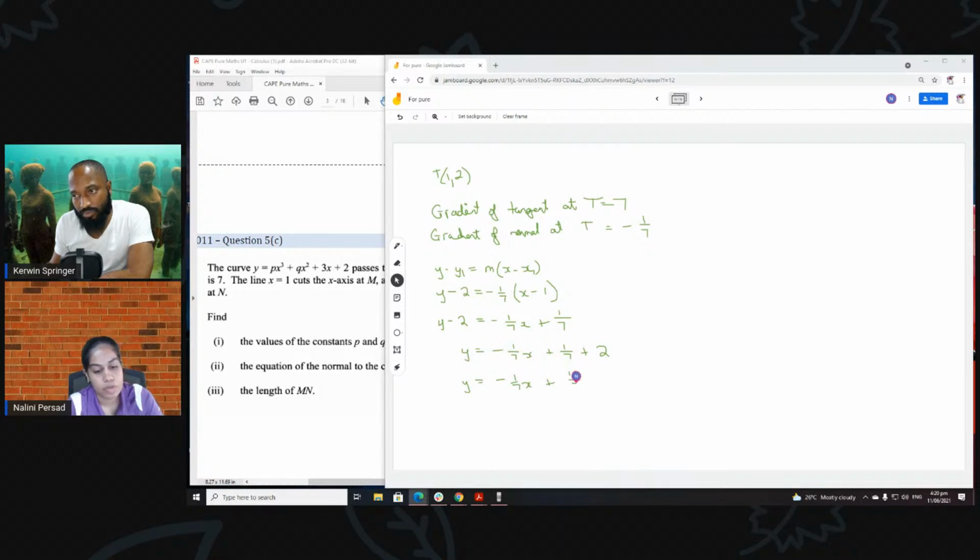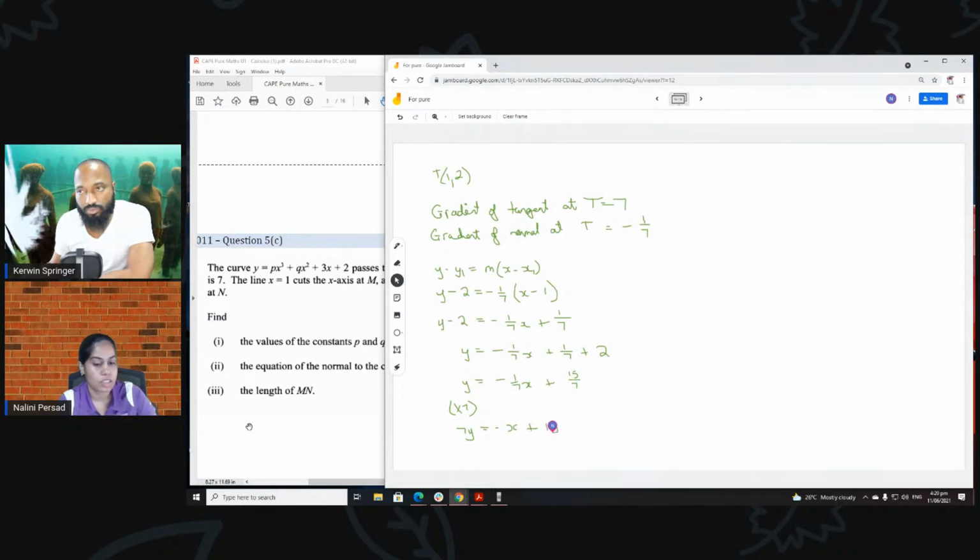So this is of the form y = mx + c. To get rid of the fractions, you can multiply throughout by 7, which will give you 7y is equal to -x plus 15. This is another way of writing the equation of a line. So either one is fine.